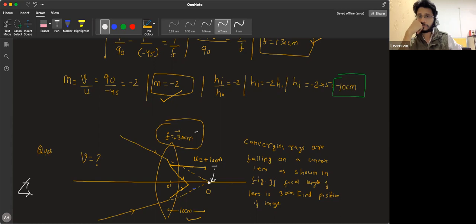Because it is in the direction of the light, right. Incident light, right. We are going from optical center to object. We are going in the direction of light. So use forward. Do it. It's a very small calculation.